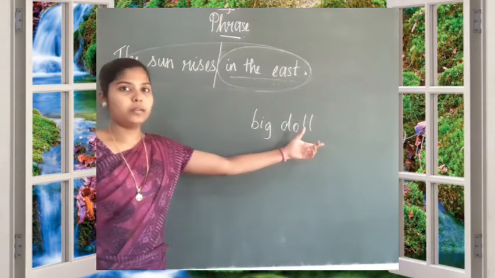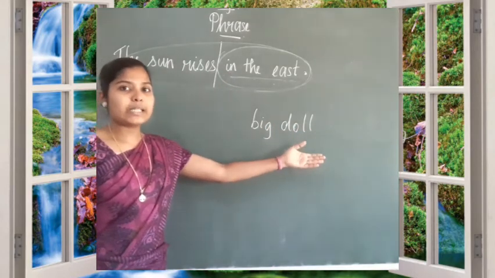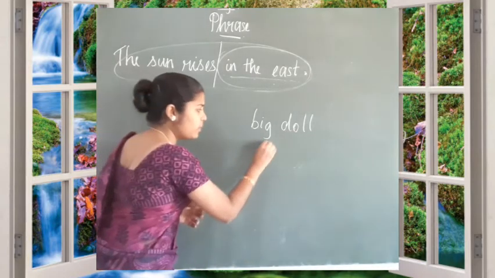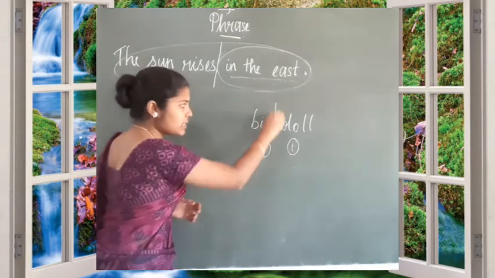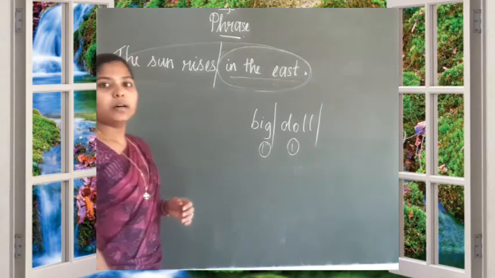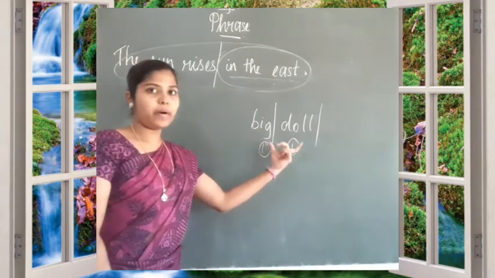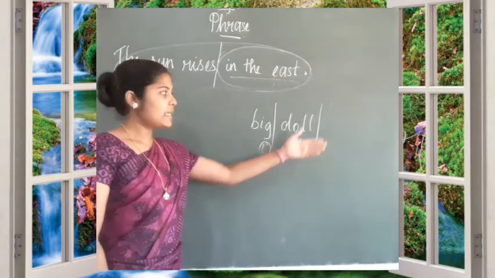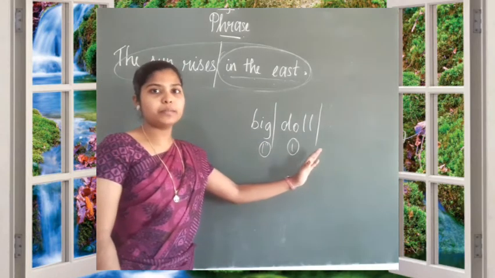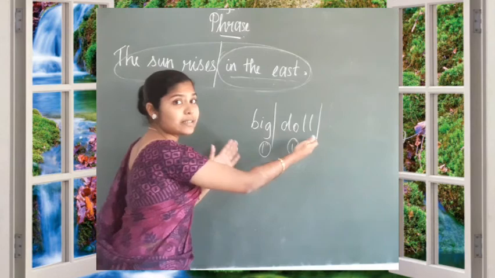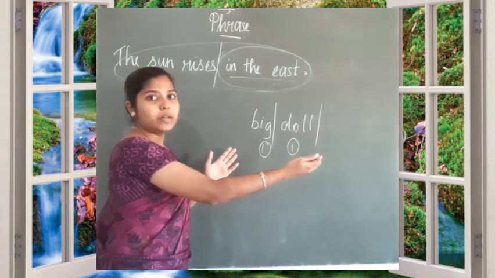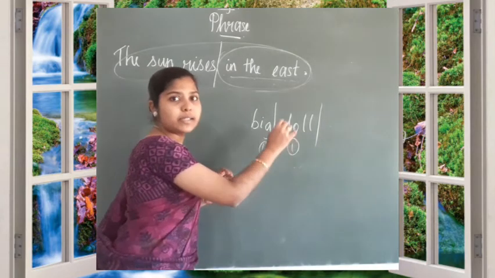Big doll. Big doll is a group of words. This is a word. This is also a word. So big doll is a group of words. Does it give a complete meaning? Can we say this is a sentence? No. This is not a complete sentence.